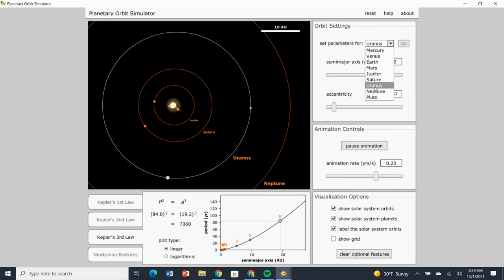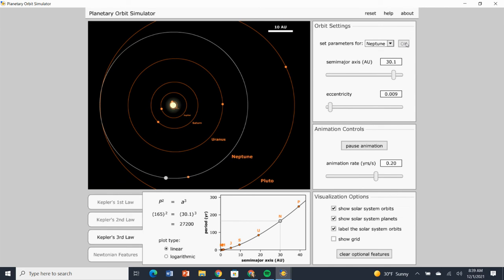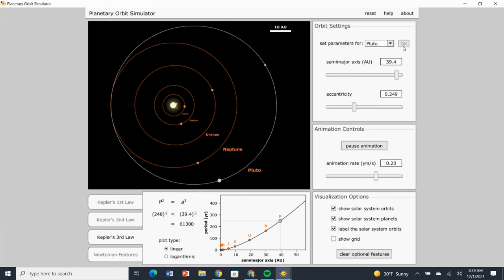And now we are going to go to Neptune. Further out there. And here's Neptune moving very slowly. Notice the numbers now have changed again. And there's Neptune on the graph. So go ahead and pause and gather your information for Neptune. And then finally, last but not least, the dwarf planet Pluto, and click OK.